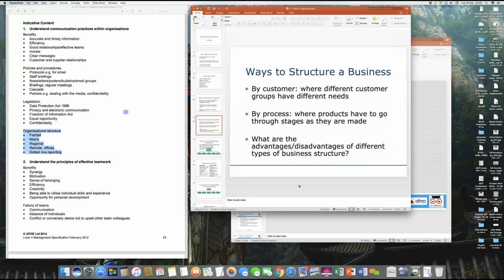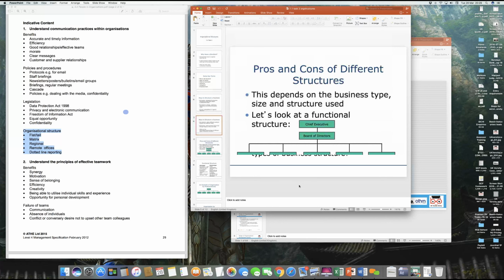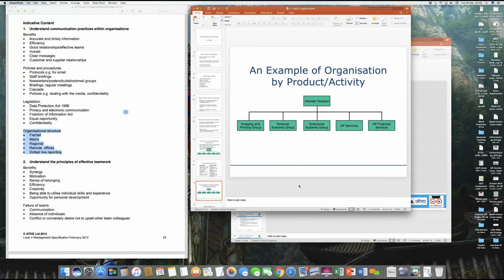And each of these we have covered, but when I talked about Packard, for example, and product right now, this is an example of an organization that is organized by product activity. So there is the printing and imaging group, there is personal systems, which is computers, there is the enterprise group, which is servers, there is services, and there is financial services. Can you see that? Yeah.